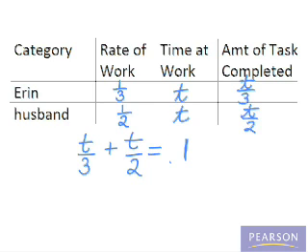So to solve this equation, we're going to multiply both sides of the equation by the least common denominator, which is 3 times 2, or 6. So we multiply both sides of the equation by 6.